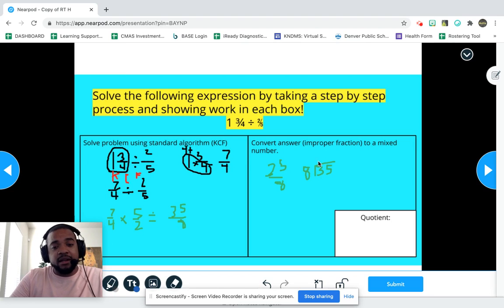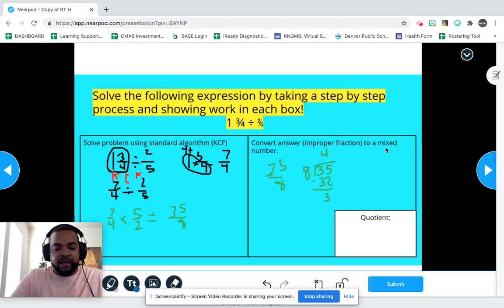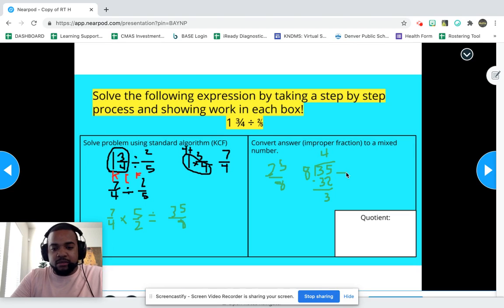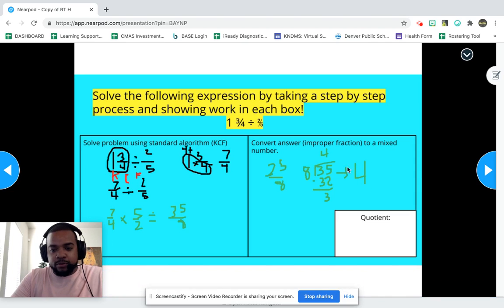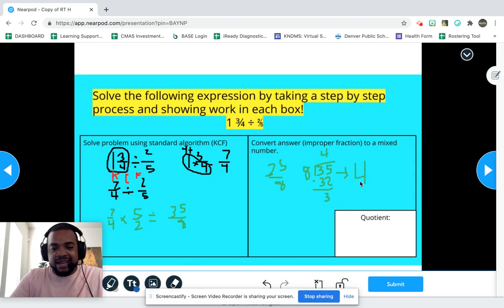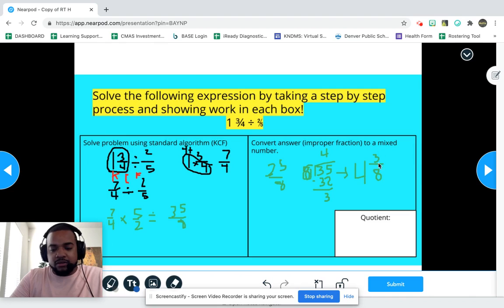So if I think about it, I can make at least 4 groups, because 4 times 8 is 32. Well, now that those 32 are in a group, I want to figure out how many I have left. Well, I have 3 left. And I know that I have all the information I need to turn this into a mixed number. My quotient, or however many groups I made, 4 whole groups. That's my whole number. How many did I have left? Well, I had 3 left. That becomes my numerator. Out of the 8 that I needed, so the 8 stays the same. I still need to have 8 to make a whole. So that's why it stays in my denominator.